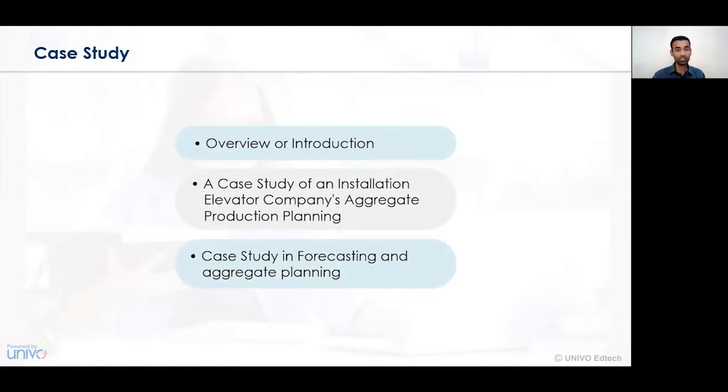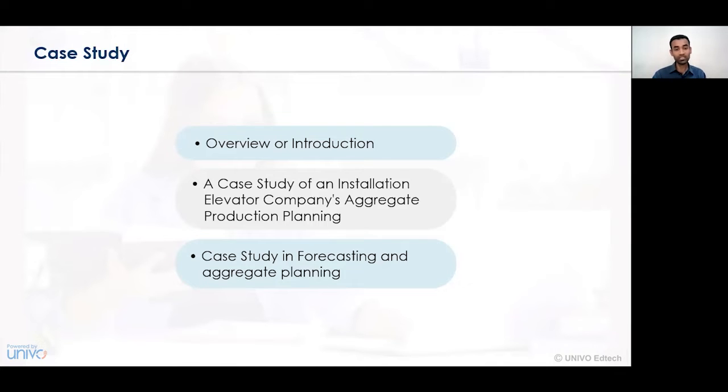Now let's understand what the case is all about. In this particular session, we'll first deal with the overview or introduction of the case study, then a case study on installation of an elevator company's aggregate production planning, and how this particular case study deals with the concept of forecasting and aggregate planning.